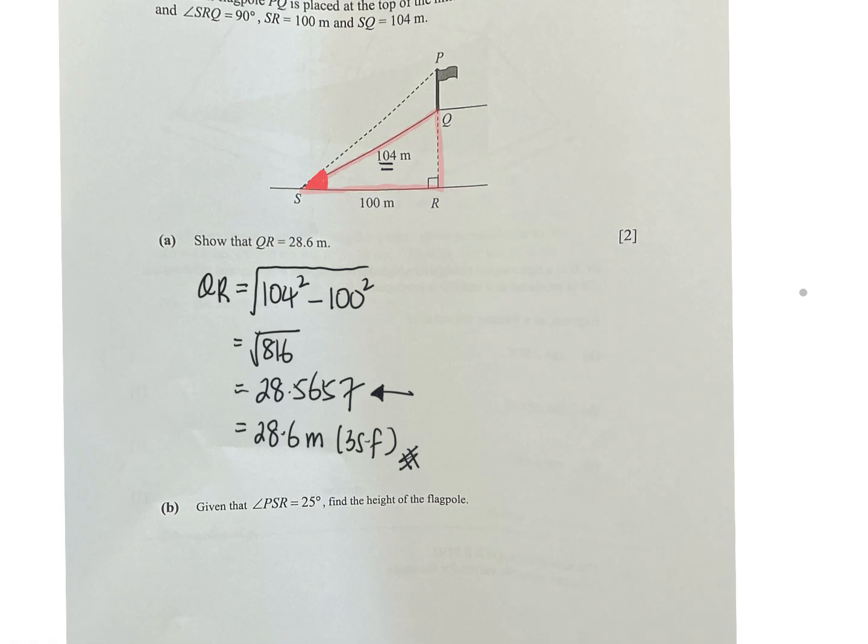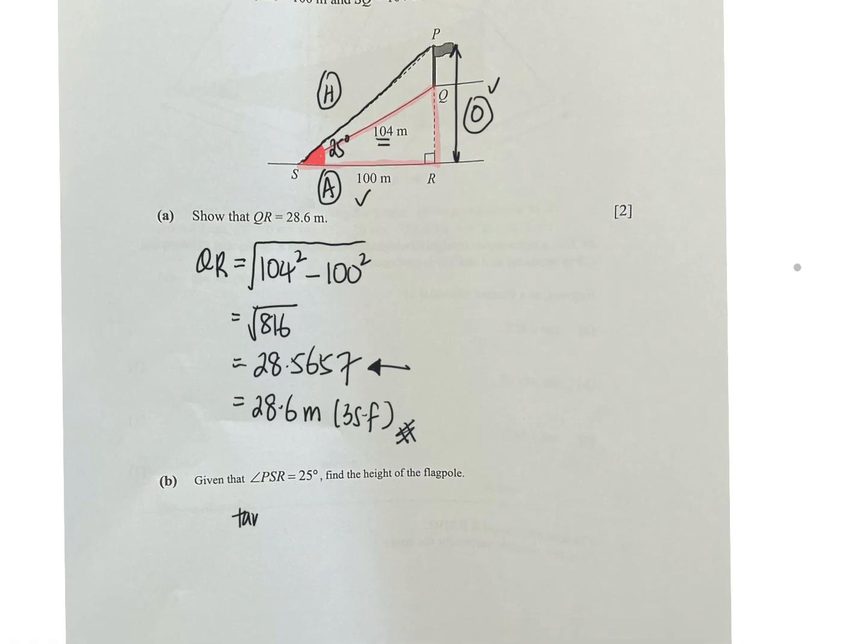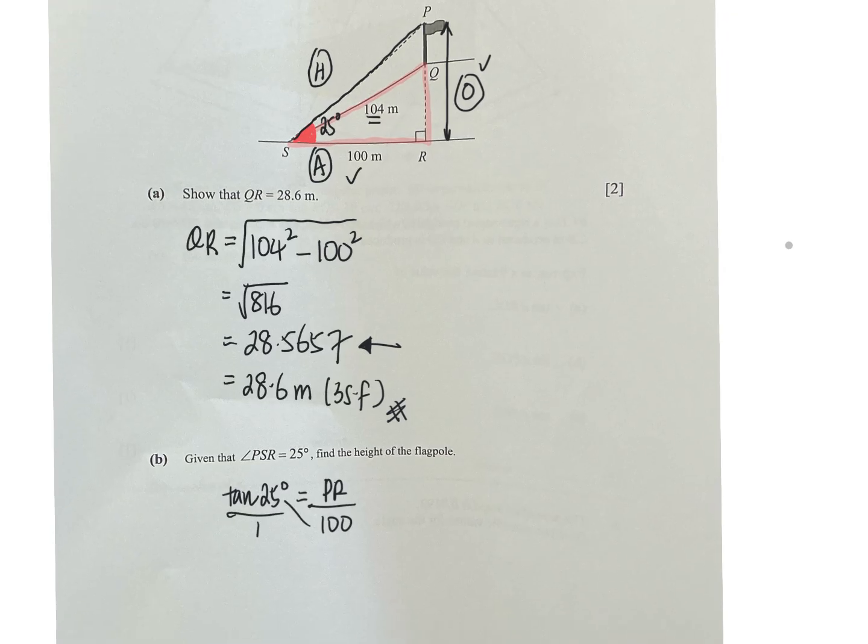Okay, then this is 25 degrees. Look at the big triangle. So this is H, adjacent, opposite. If I want to find the full height, I want to find O, and I have A. So the good thing for me to use is tangent. Tangent of the angle 25 degrees is opposite over adjacent. So if you cross multiply, PR is 100 tan 25 degrees.